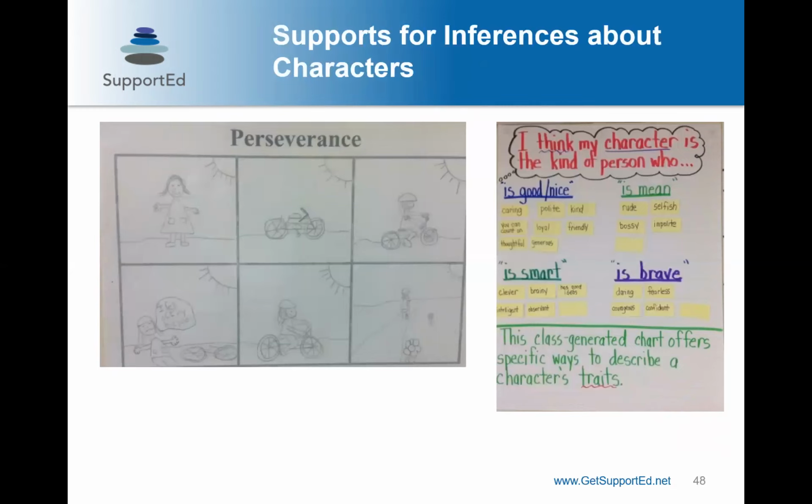Students may need to reference a word bank of character traits. And I don't know about your students, but mine love to say that they are good, that they're nice, they're smart, but we really want to elevate the language that they're using. So this anchor chart here is a really good resource to help build students' language complexity.